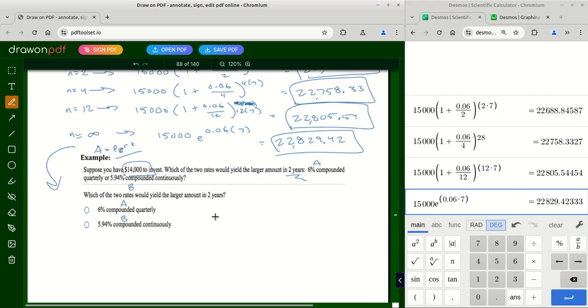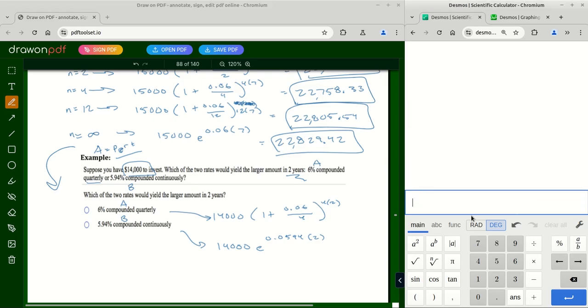So I'm going to test them both out. 14,000, and then I got 1 plus 0.06 over, hold on, quarterly is 4 times a year, 4 times a year for 2 years. So that's my first one. My second one is going to be the different rate, if you notice. So I got the 14,000, but my new rate is 0.0594, and then again for 2 years. So I want to see what both of these yield in Desmos. So here we go.